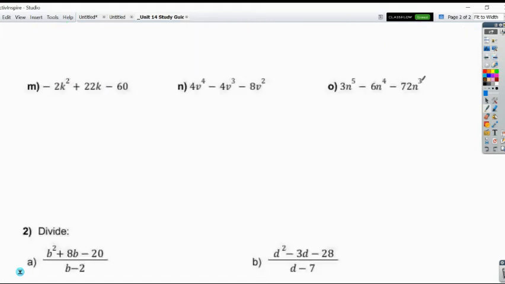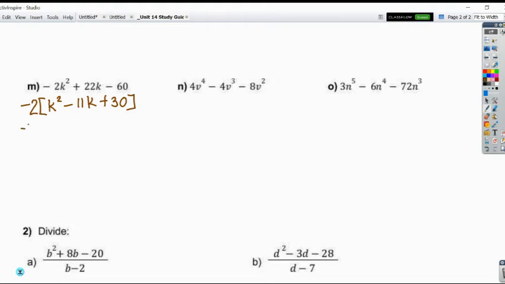All right, jumping into this m here on the back. So always the first question, do I have a greatest common factor? Look at that. 2 and 22 and 60, these are all even, and my leading term is a negative, so I can take a negative 2 out of all of them. Divide that out. Negative 2 divided by negative 2 leaves us with the 1 and then the k squared. Now positive 22k divided by negative 2 makes negative 11k, and negative 60 divided by negative 2 makes positive 30.